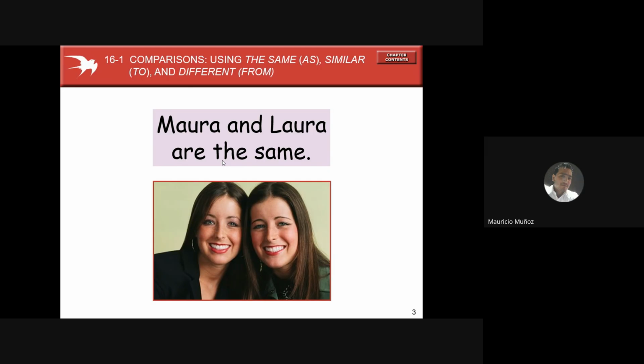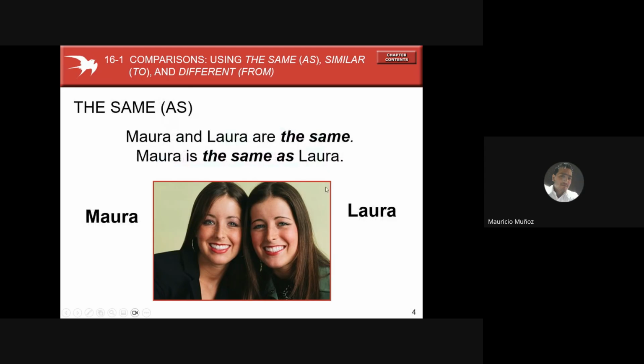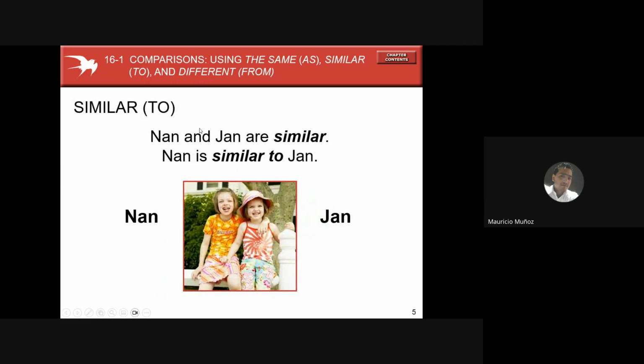Good. So let's continue. We have another way. It says the same as. This is Maura, the girl on the left, and this is Laura, the girl on the right. Maura and Laura are the same, or we can say Maura is the same as Laura. So we have two different examples to compare two things, two people, two objects, or why not two places. So this is the other structure: the same as. We can also use similar to.